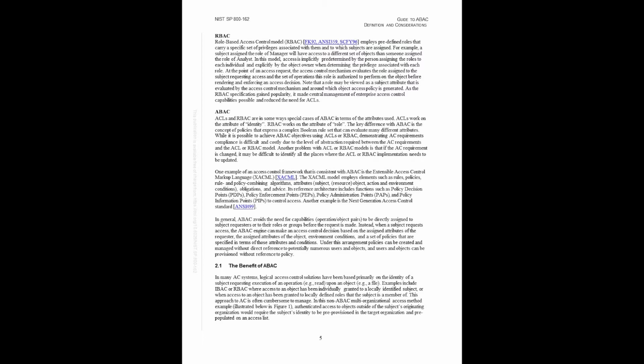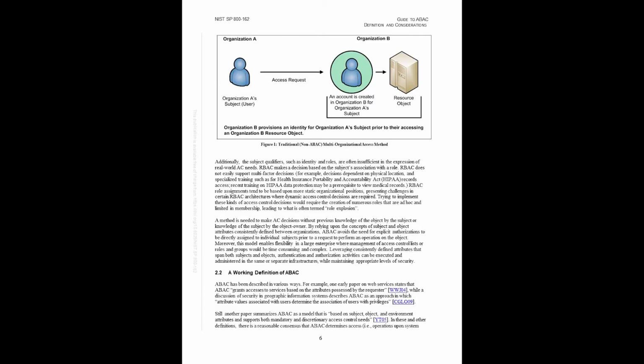In a non-ABAC multi-organizational access method example, authenticated access to objects outside of the subject's originating organization would require the subject's identity to be pre-provisioned in the target organization and pre-populated on an access list. Additionally, the subject qualifiers, such as identity and roles, are often insufficient in the expression of real-world AC needs. RBAC makes a decision based on the subject's association with a role. RBAC does not easily support multi-factor decisions, for example, decisions dependent on physical location, and specialized training such as for Health Insurance Portability and Accountability Act, HIPAA, records access.